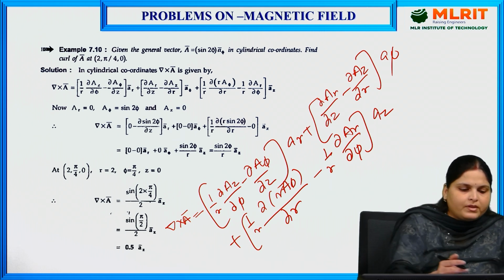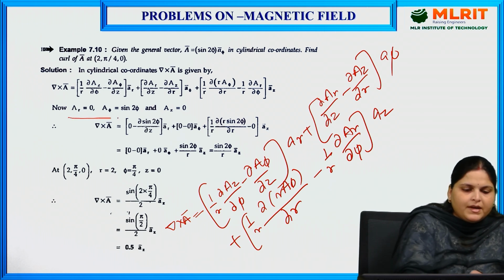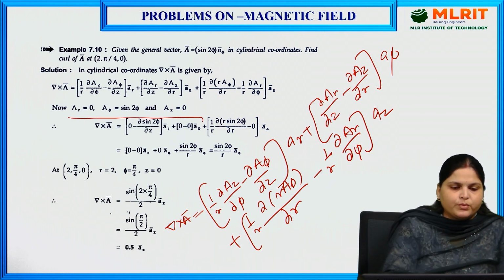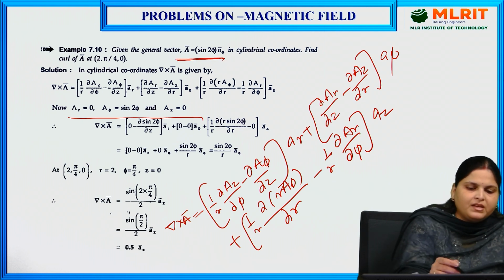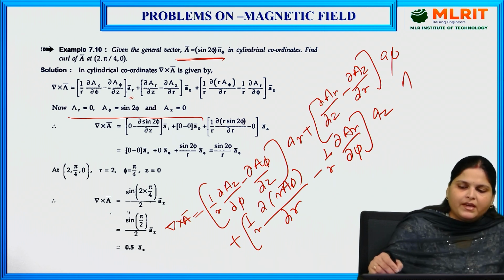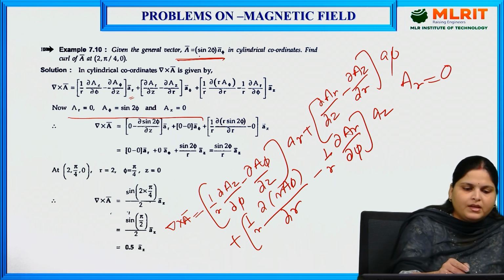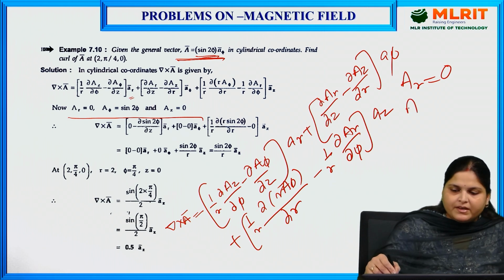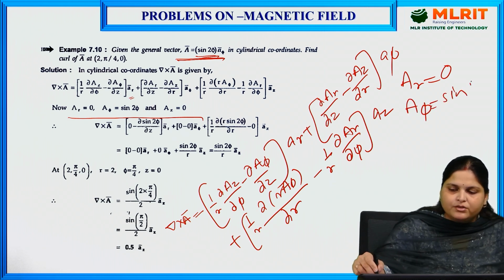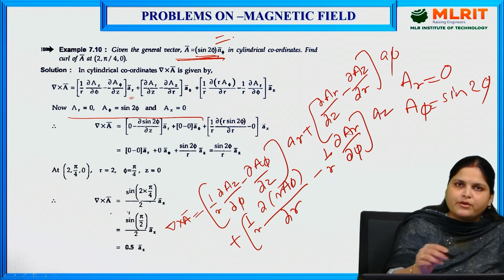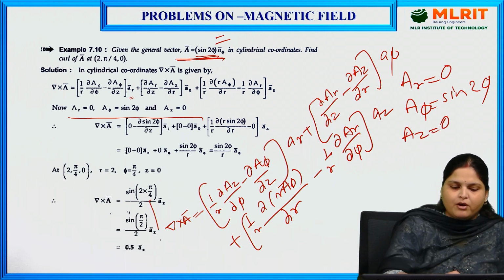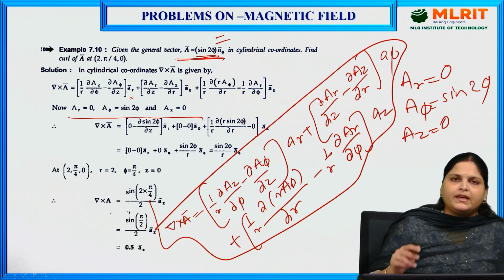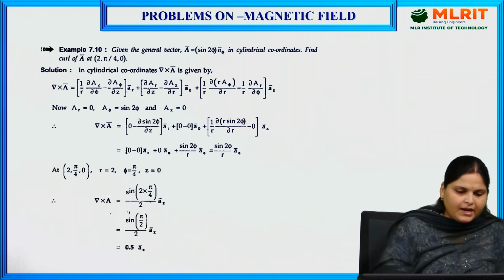So here we will put A_r, A_phi and A_z in this question. In this vector the r term is not there, so obviously A_r will be 0. A_phi is given, so we can write A_phi as sine 2 phi, and the z term is also not there, so A_z will become 0. So in this entire formula, we are going to put A_r, A_phi and A_z.